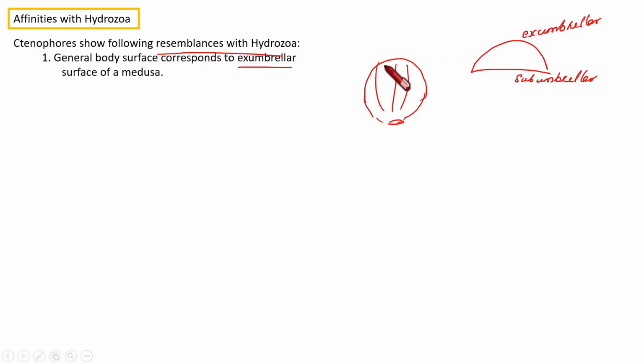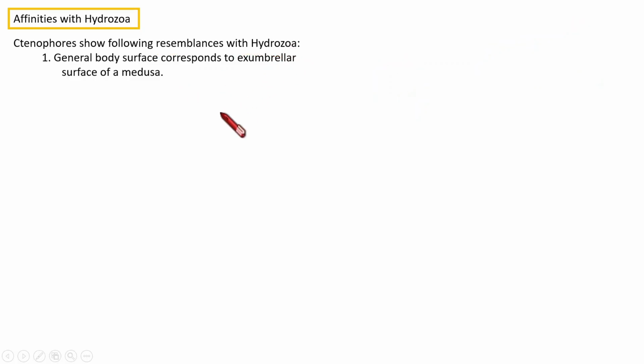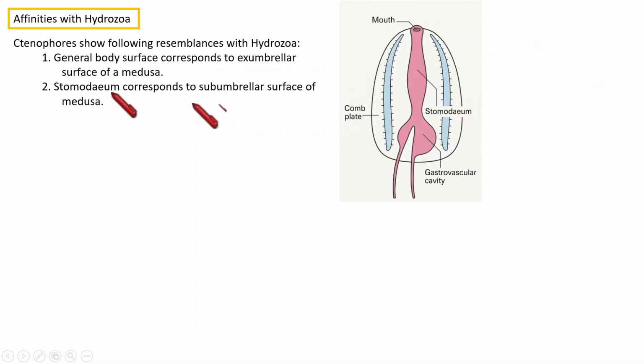This point is telling that the general outer surface corresponds to the exumbrellar side of the medusa. That is one affinity suggested with that of the hydrozoa. Second point, stomodeum. Stomodeum is this portion. This part corresponds, it is somewhat similar to the subumbrellar surface of the medusa.